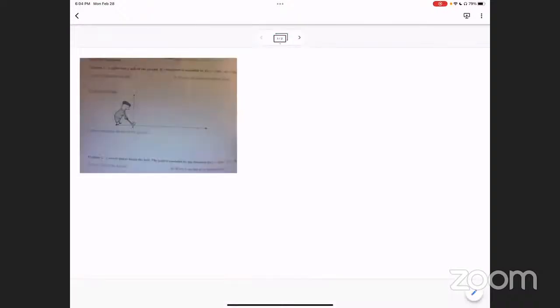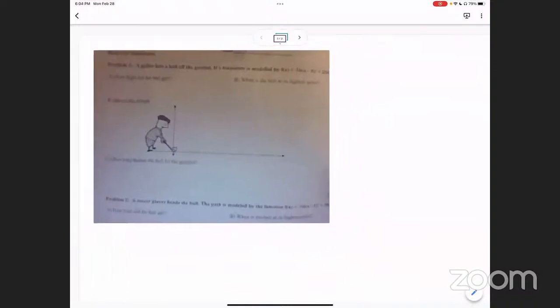Real life quadratics. I love the title. I love it. All right. So quadratics are all around us, and you're going to see some real life examples of that, as soon as this Jamboard loads. All right. Okay.